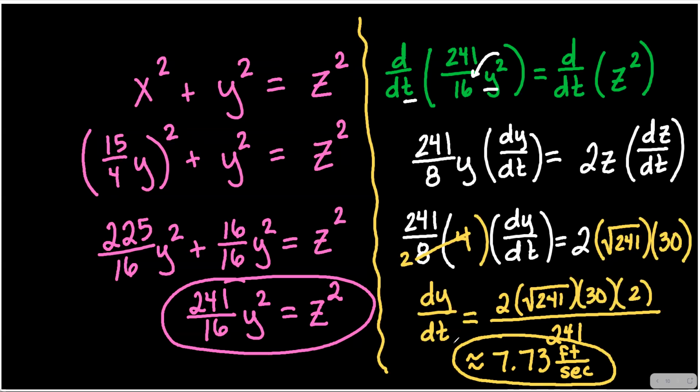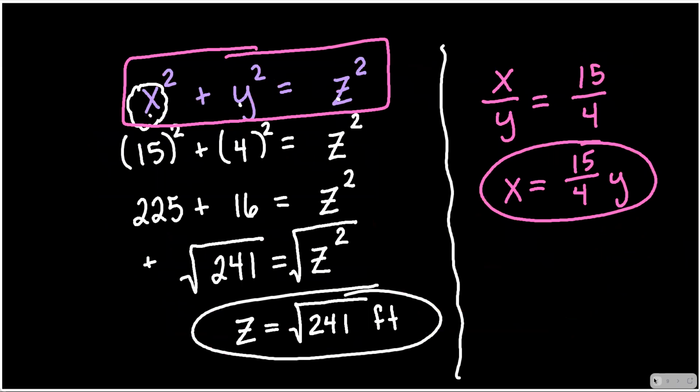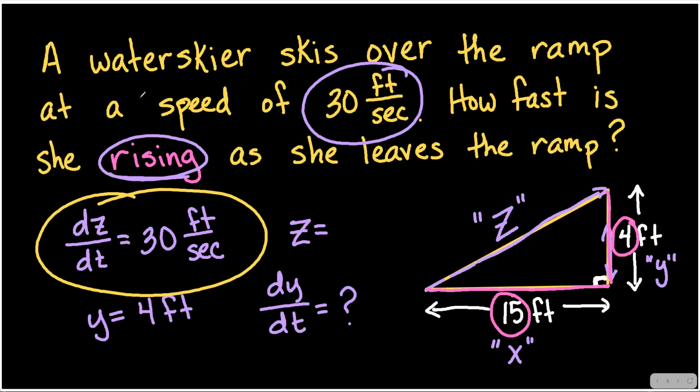And so now we know, if we go back, we could say the water skier leaves the ramp at about 7.73 feet per second.